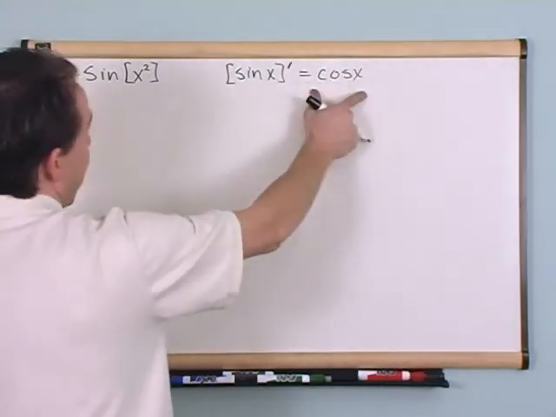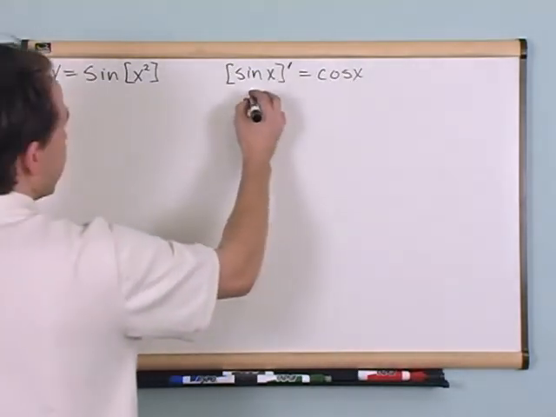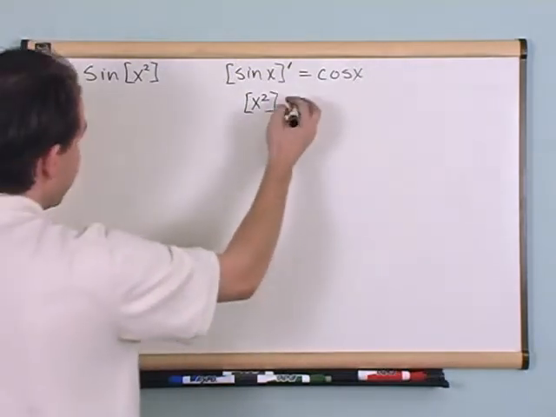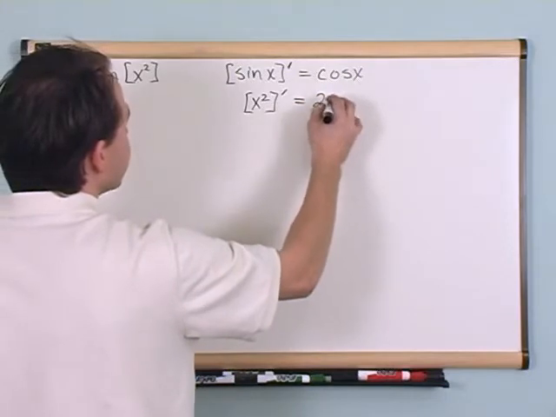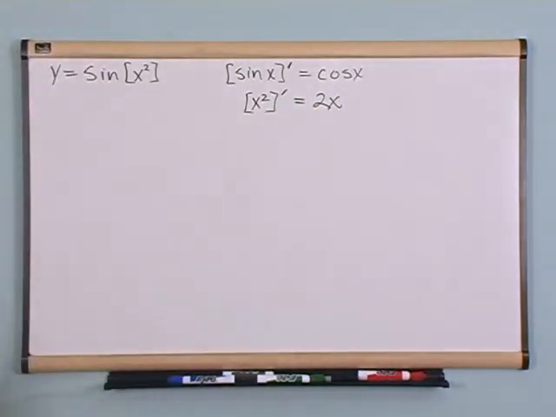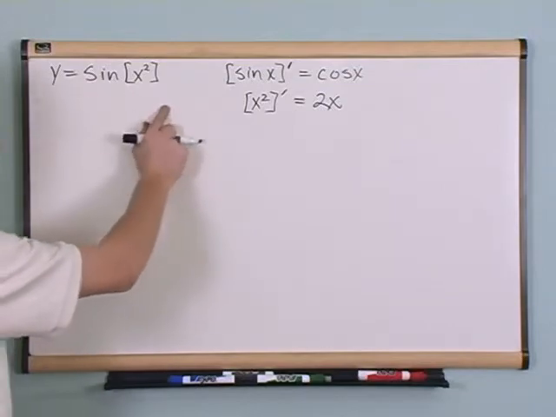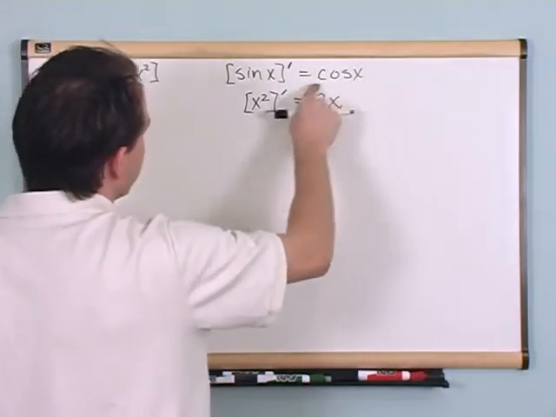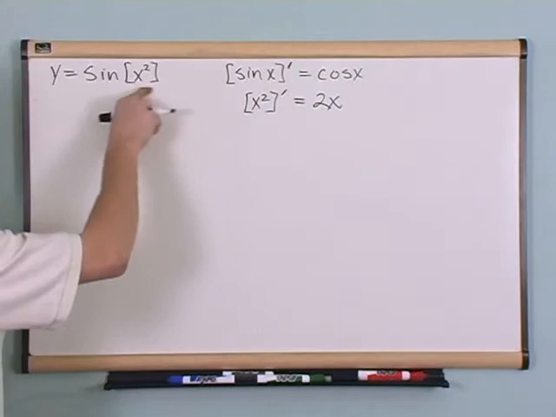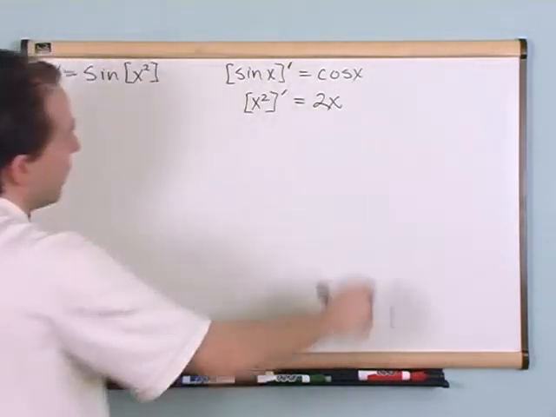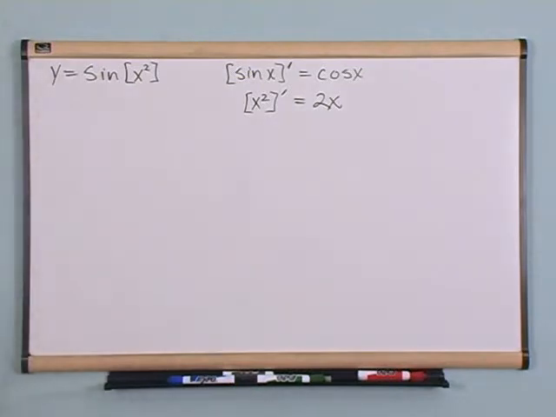You know this fact is true, and you also know that if you were to take the derivative of x squared by itself, you would get 2x. I taught you both of those things individually. So if you were to guess, this function has something to do with sine, so the derivative is going to have something to do with cosine, and it also has something to do with x squared, so the derivative is going to have something to do with 2x. The question is, how are they related to one another?